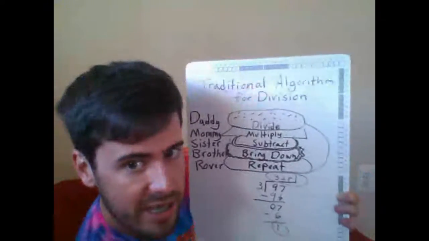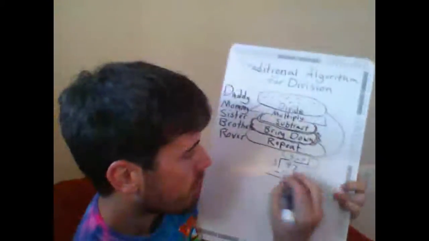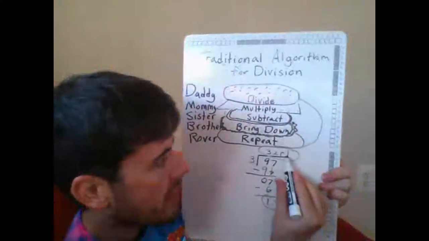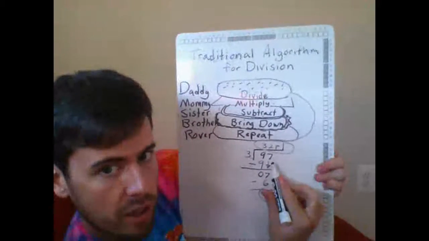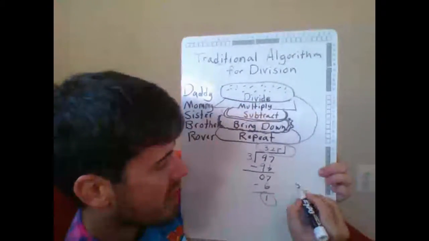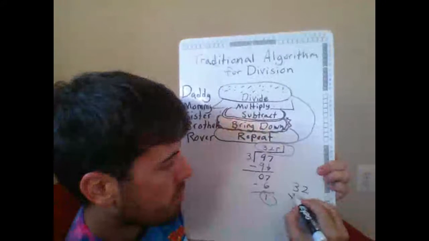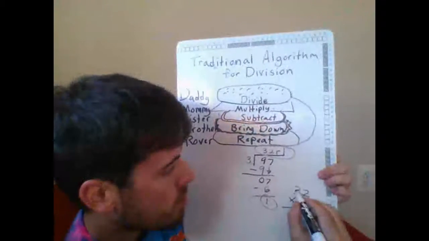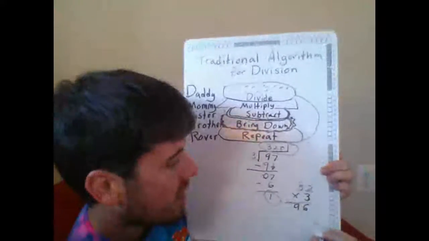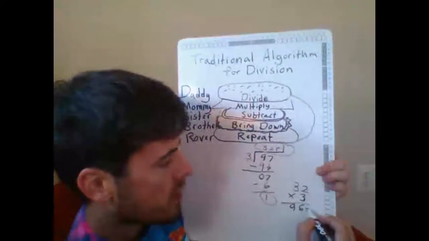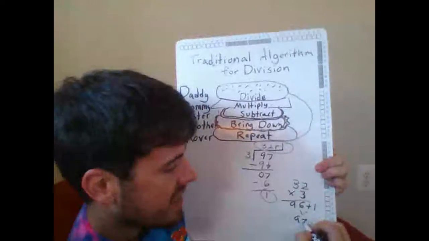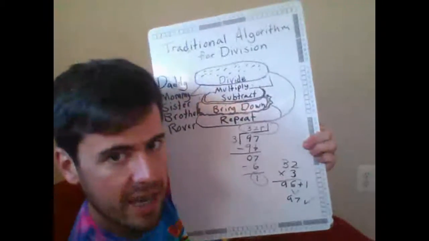Now we can check this answer by multiplying. 3 times 32 plus our remainder of 1 should equal 97. Let's go ahead and check. 32 times 3: 3 times 2 is 6, 3 times 3 is 9, so that's 96, plus our remainder of 1. 96 plus 1 is 97. Our answer checks out.